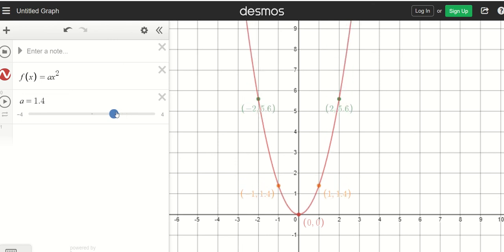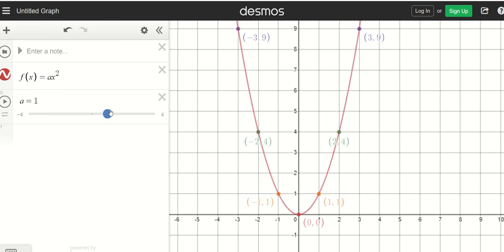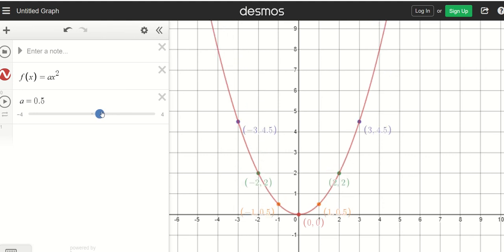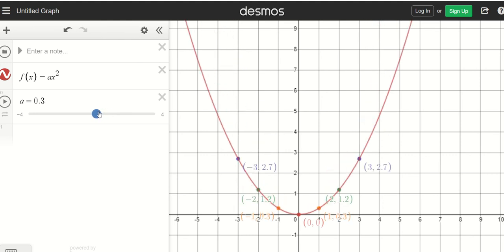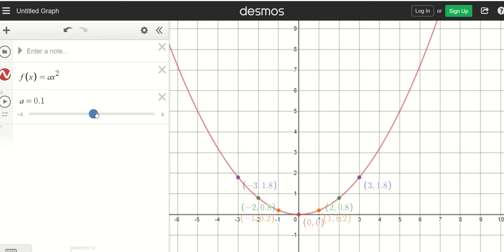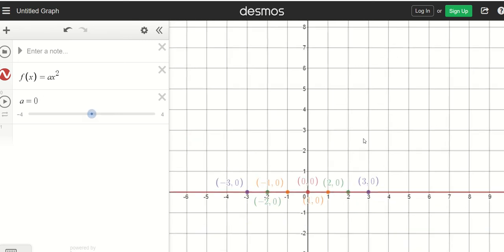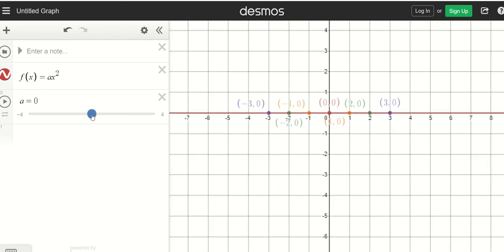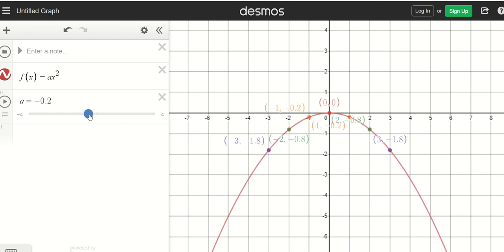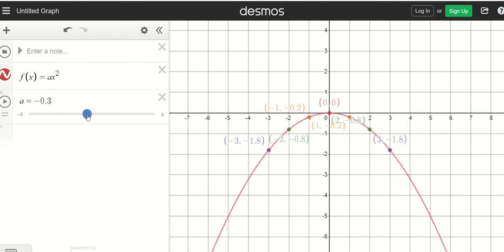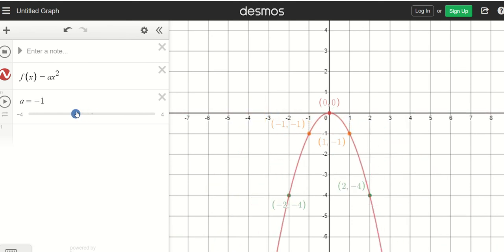Okay, so there my A number is still above 1. Now my A number is 1, so regular parabola. Now my A is a fraction. It's going to get squashed, flatter and flatter. Okay, 0, flat. Now, as I go into the negative zone, it's a flat parabola, but this time it's going down instead of up. If I go to -1, there's a completely upside down parabola.